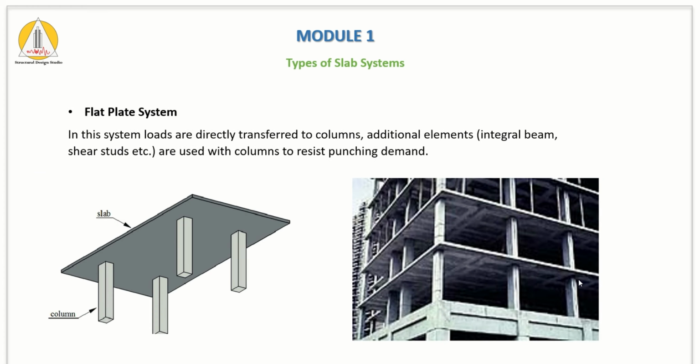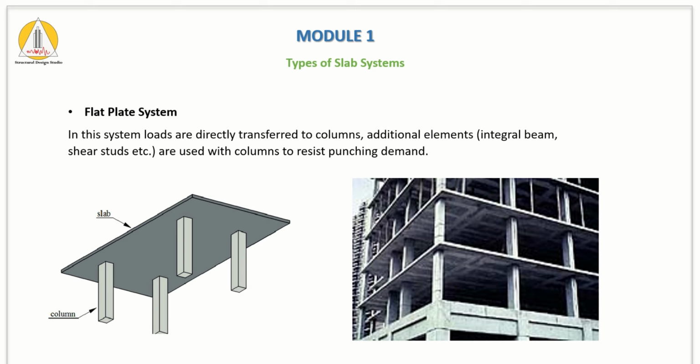The next one is the flat plate system. In this system, the loads are directly transferred to the columns, and the additional elements, known as integral beams or shear studs, are used to resist the punching demand coming from the superstructure. You can see it will consist of only columns, and then we have the slab. You won't see any drop panels, column capitals, or the combination of both. This is because of the limitation of the height.